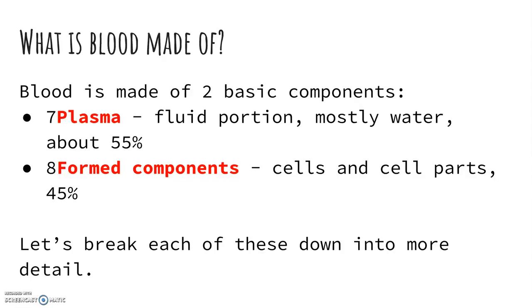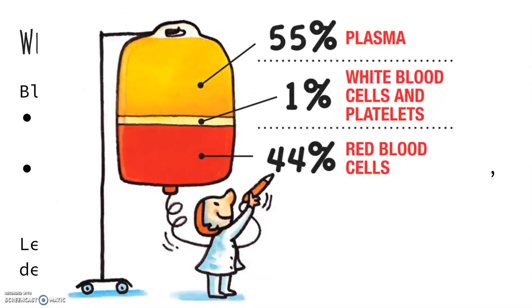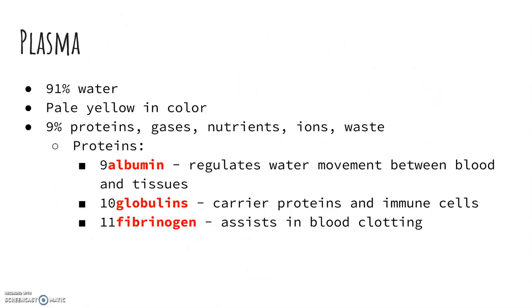So we're going to break each one of these down in more detail to help them make a little more sense to you. So plasma, let's start with that first. So plasma, 55% of your blood, well, 91% of that is just water. Also of note, plasma is not even red. It's pale yellow in color. So when you spin down blood in a centrifuge, it separates the blood plasma on top and the packed units on the bottom, while the plasma on the top would be pale yellow in color.